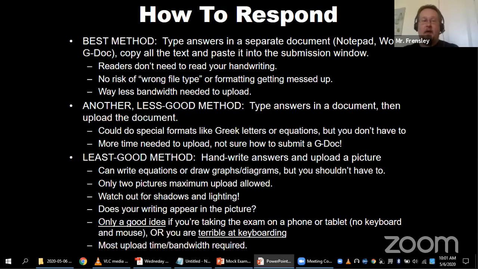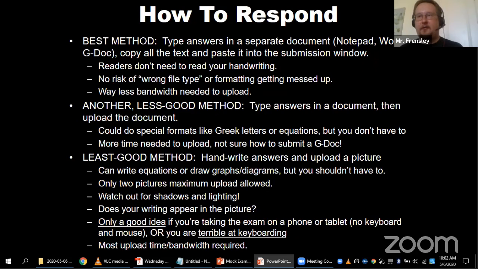So I'm telling you right now, if you're going to write out on paper and upload a picture, you better be doing it because you're legit terrible on your keyboard, or because you don't even have a keyboard and it's a tablet or a phone that can take pictures, but you don't have a keyboard you can type on. But if there's any way you can use a keyboard you can type on, please get to that.